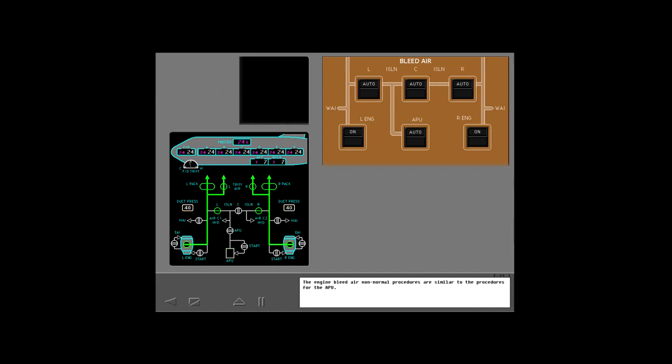The engine bleed air non-normal procedures are similar to the procedures for the APU. If a system fault occurs, such as bleed air over temperature or over pressure, the first thing you see is the advisory message, "Bleed Off Engine," displayed on ICAS. The off light illuminates, and the engine bleed valve closes. Again, crew action is not required.